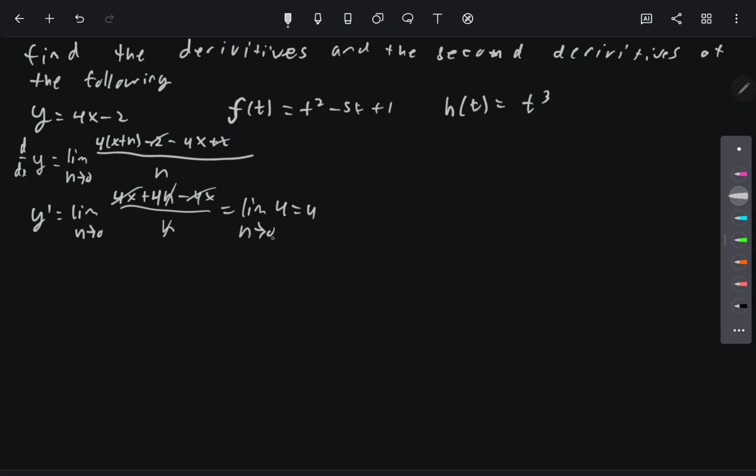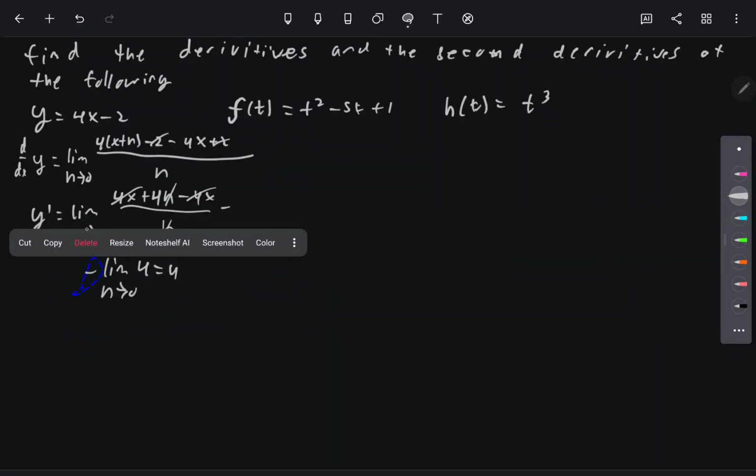I suppose I should maybe... Nope. Not what I wanted to do. Okay. There we go. Select all of that. Move it over. Delete that. And then we finally get y prime is just equal to the constant 4.